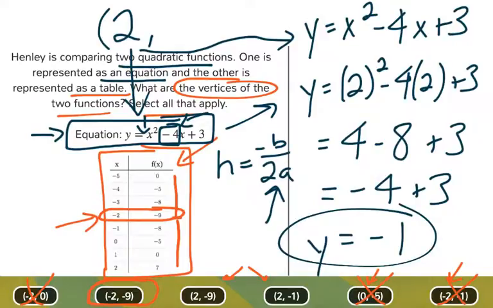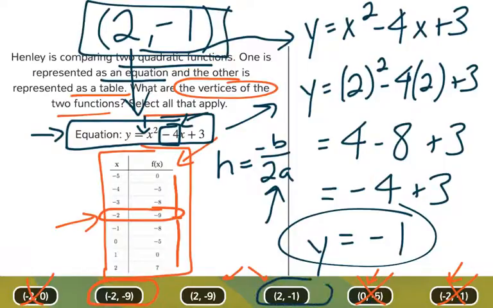So that gives me a vertex point of (2, -1). And that's going to be the fourth answer option down there.